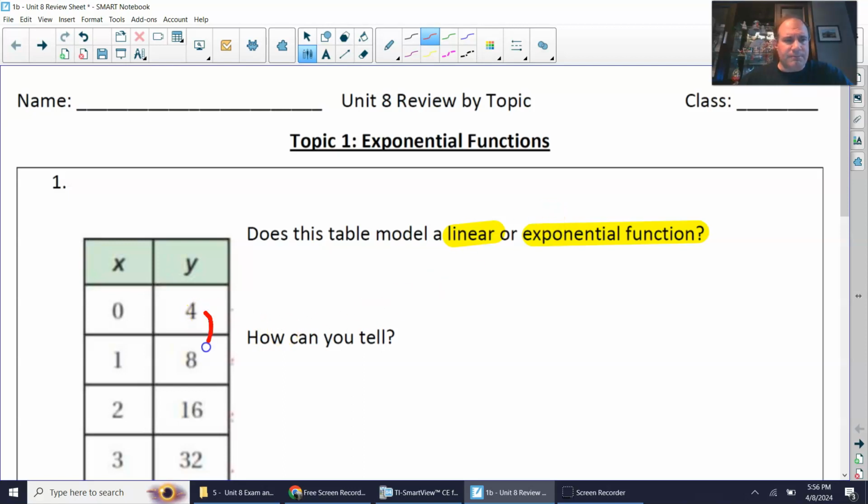So you could just basically say, okay, from 4 to 8, you would either add 4 or multiply 2. Well, the next one goes from 8 to 16, and that is multiply 2. 16 to 32 is multiply 2. So this represents an exponential function.